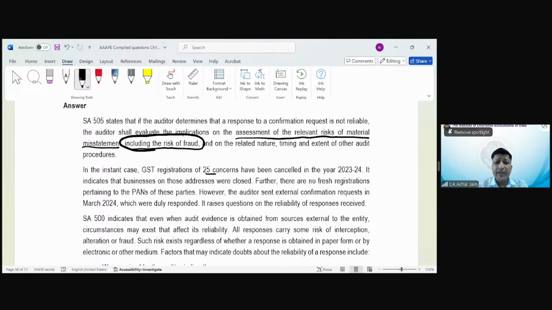Clearly, for those 25 vendors, their businesses are shut. However, when the auditor sent the confirmation, they are responding. So this entire process becomes a question mark. When the other party has shut the business, why would it respond? And that too within a week's time. Yes or no? So it raises questions on the reliability of the responses.